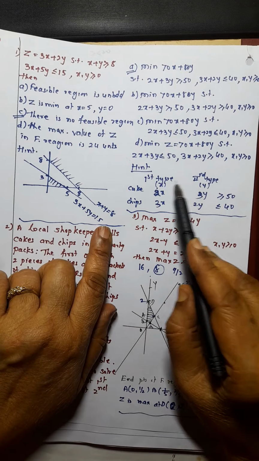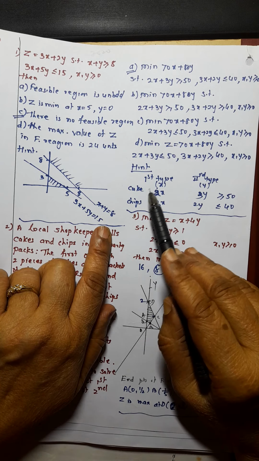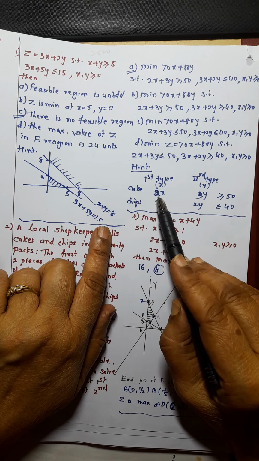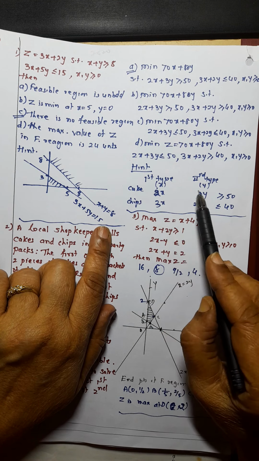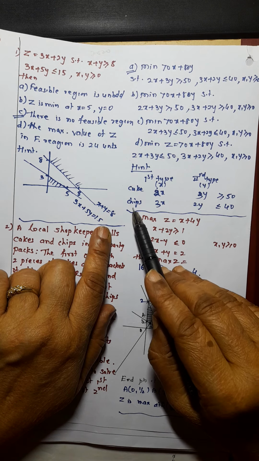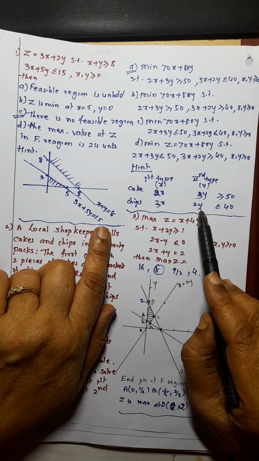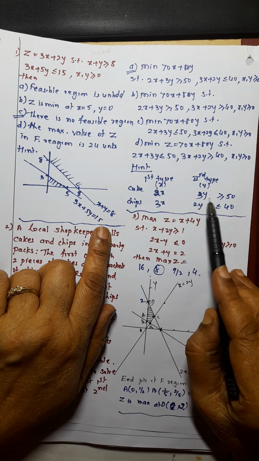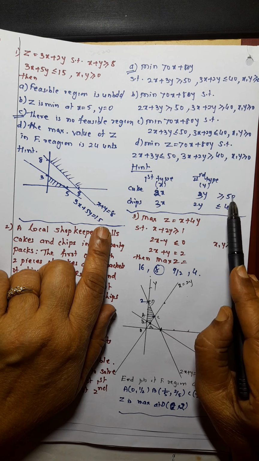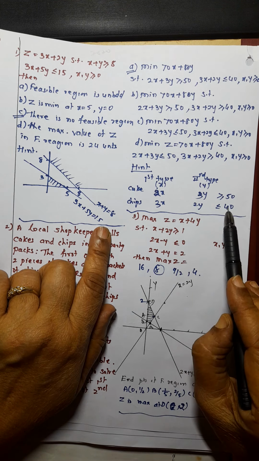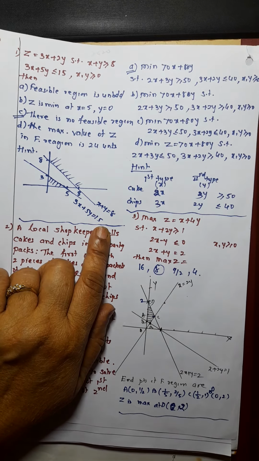So first type X and second type Y. In the first type, you are having cakes 2x. In the second type, you are having cakes 3y. Here chips, you are having 3x in the first type, and in the second type you are having this. We want a minimum of 50 cakes, so it will be greater than or equal to 50. And we want a maximum of 40 chip packets, so this plus this will be less than or equal to 40. So your answer is this.